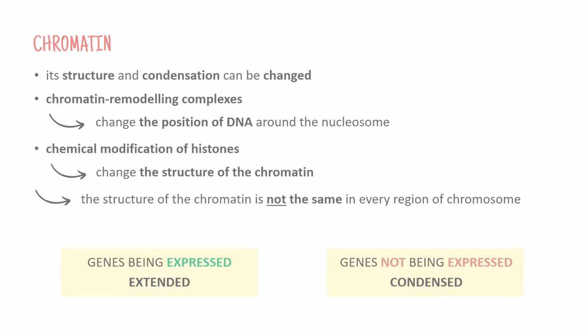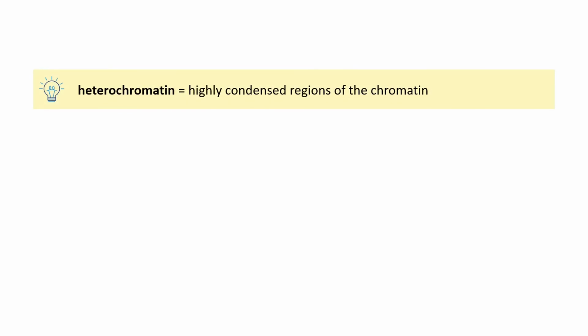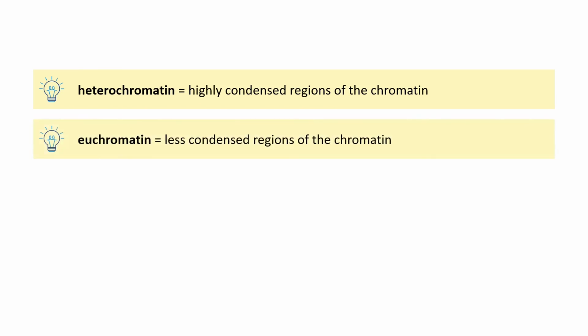Regions of the chromosome that are highly condensed are called heterochromatin, and heterochromatin is usually concentrated around the centromere and the telomeres, about which we talked in the previous video. Regions of the chromosomes that are less condensed are called euchromatin. And as we already said, if we want to express a gene, we want its DNA extended, which means that DNA in the heterochromatin is usually not expressed.